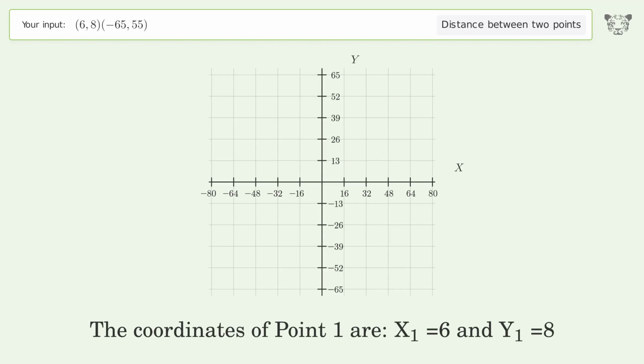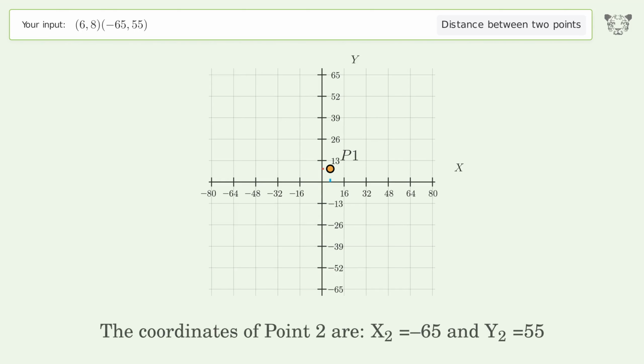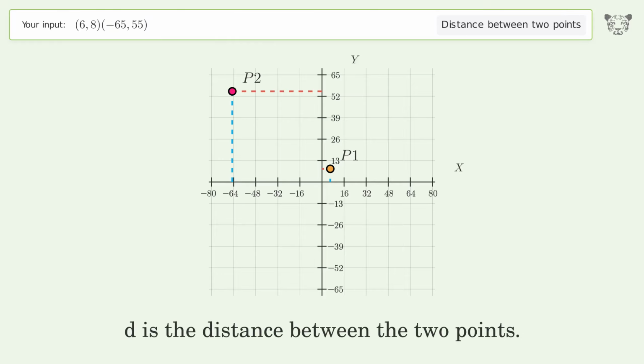The coordinates of point 1 are x1 equals 6 and y1 equals 8. The coordinates of point 2 are x2 equals negative 65 and y2 equals 55. D is the distance between the 2 points.